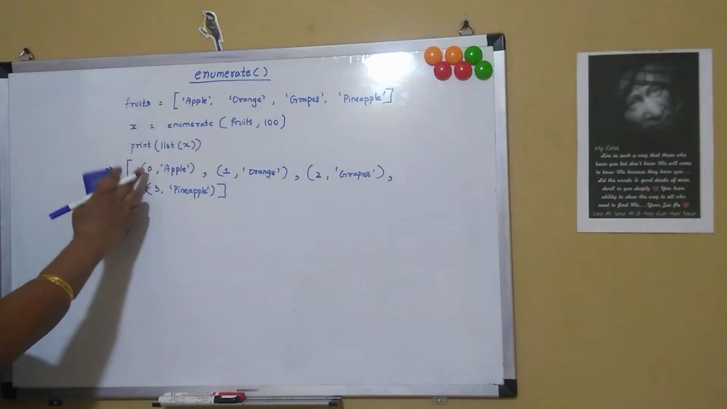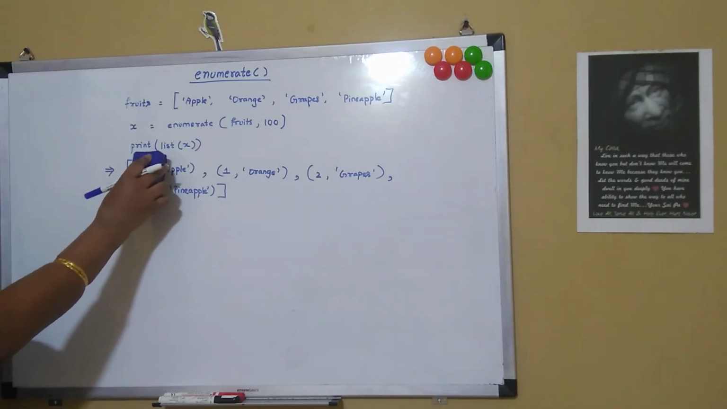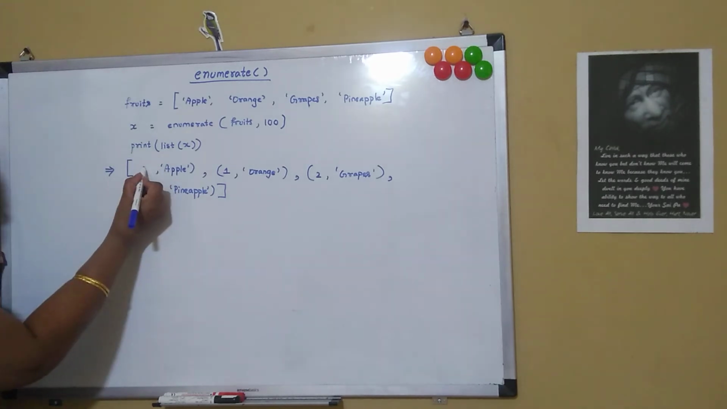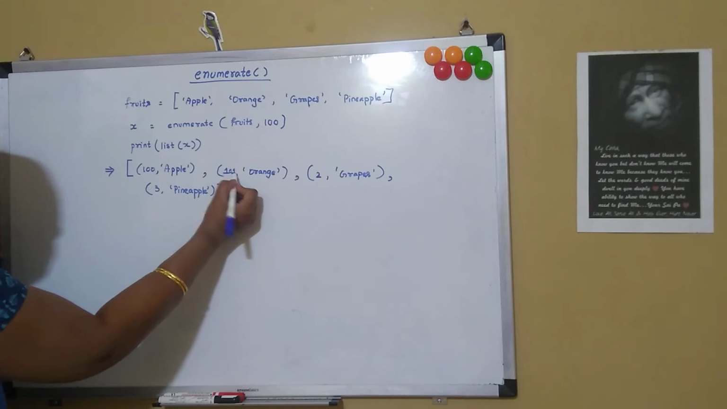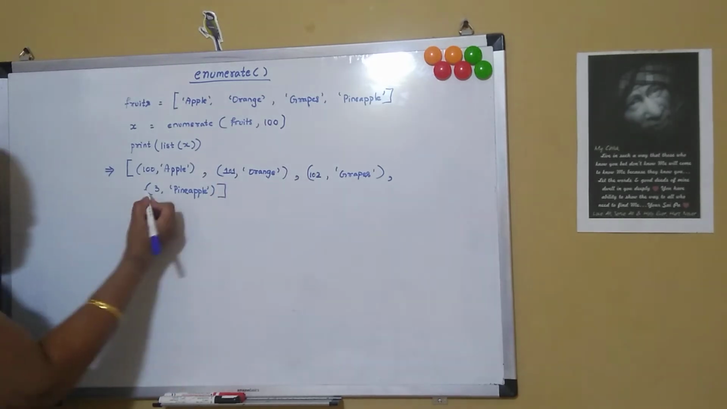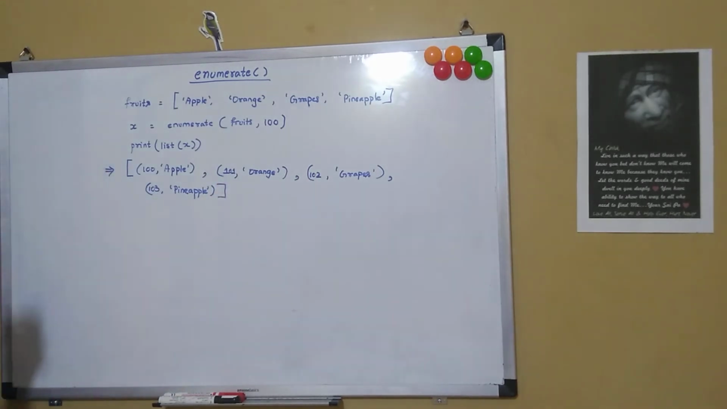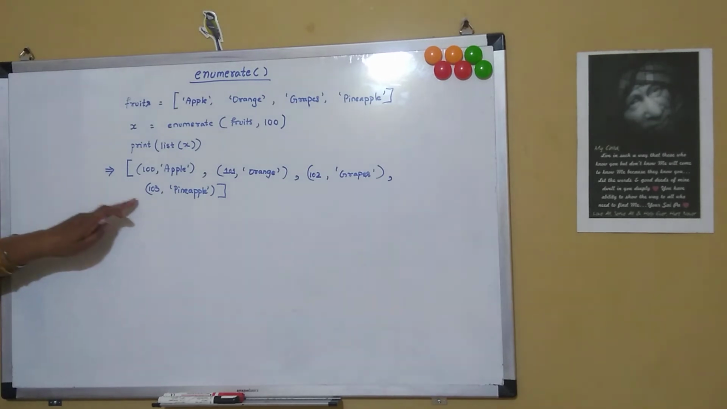So it will start the count from the 100th value. It's not 0, it will start from the 100th value: 101, 102 and then 103. So my output will be in this particular format.